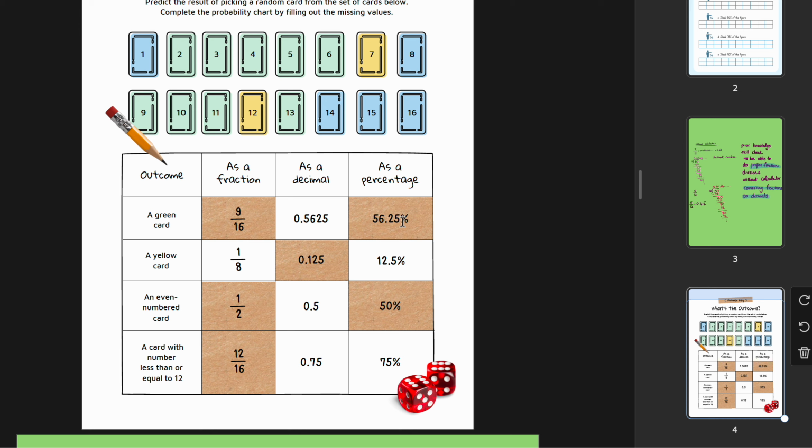So let's look at the first one, a green card. So how many green cards do I have? 1, 2, 3, 4, 5, 6, 7, 8, 9. So 9, and the total is 16. So 9 over 16. So you can do the division and figure out that it is going to be 0.5625. Now to convert this to a percentage, all you're going to do is times it with 100.